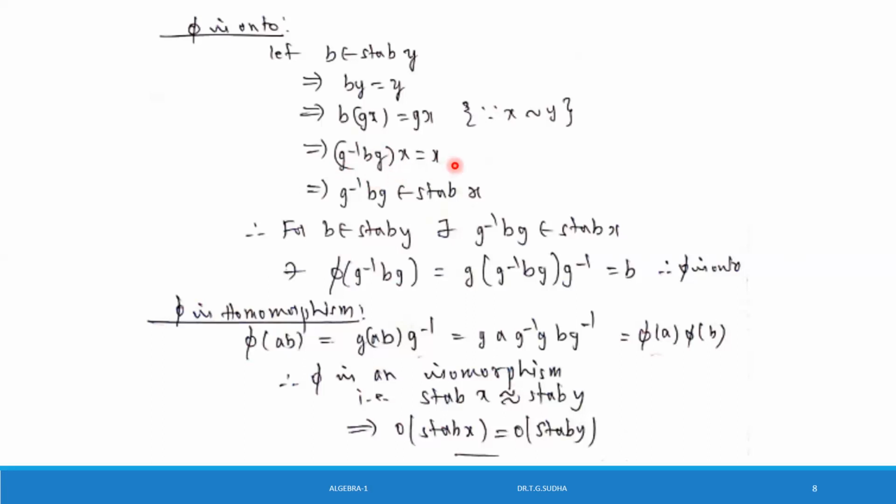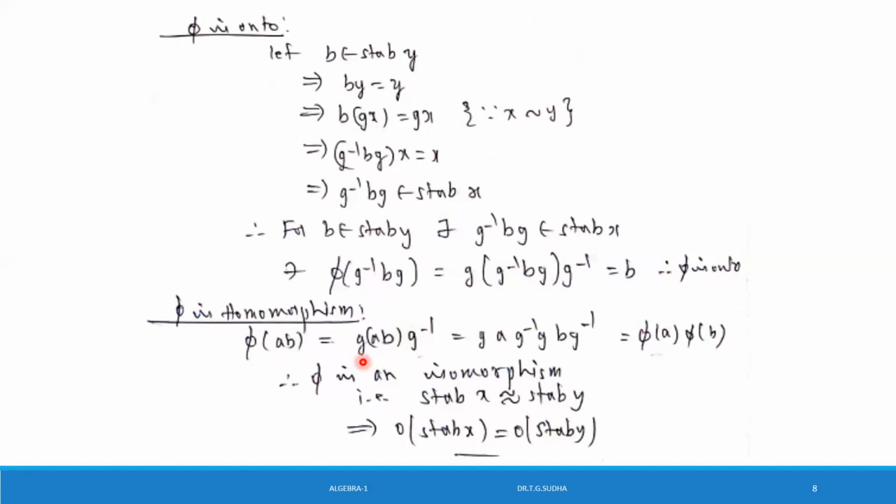Since this element fixes X, G inverse BG must belong to stab X. For B belonging to stab Y, we have found out G inverse BG belongs to stab X. So let us find the image of G inverse BG under the mapping phi. So it is mapped down to G into G inverse BG into G inverse. So here GG inverse and GG inverse here will give you E and finally we obtain B. Therefore, phi is onto.